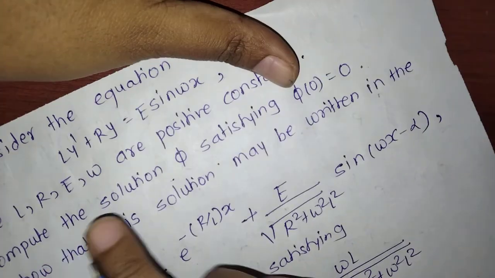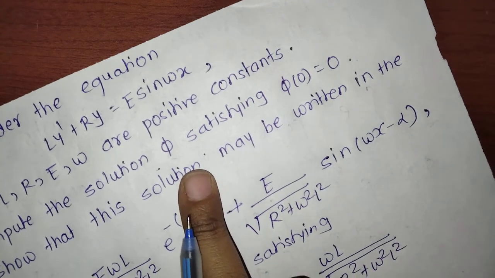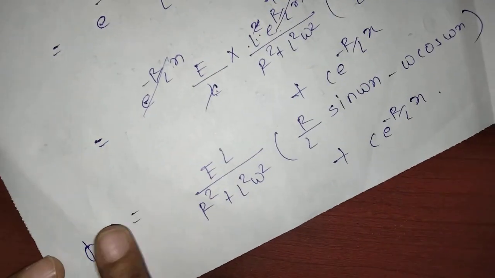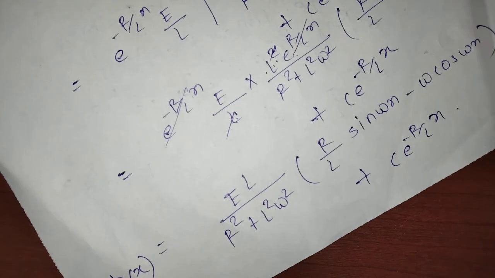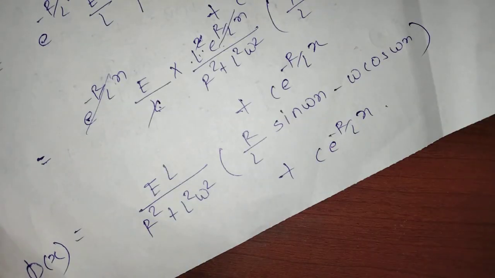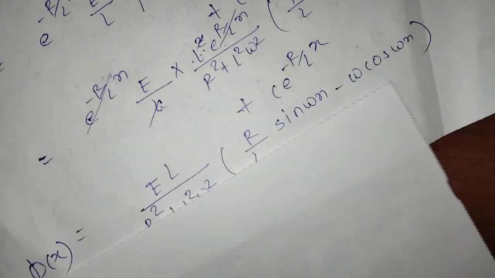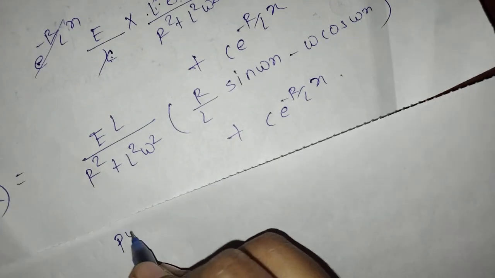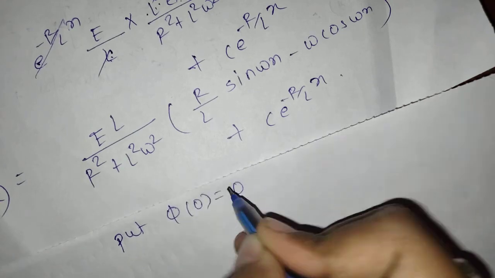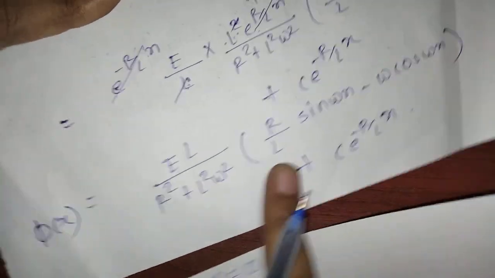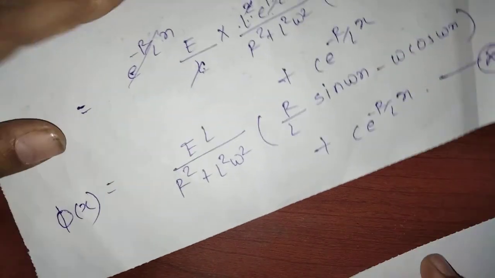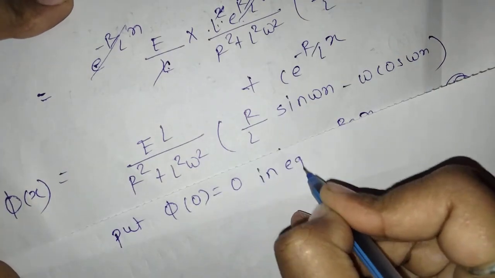Okay. Now we have to find the solution satisfying phi of 0 is equal to 0, means we have to put here x is equal to 0 and phi of 0 is equal to 0, then we can find the value of c. So put phi of 0 is equal to 0 in this equation, in equation star.